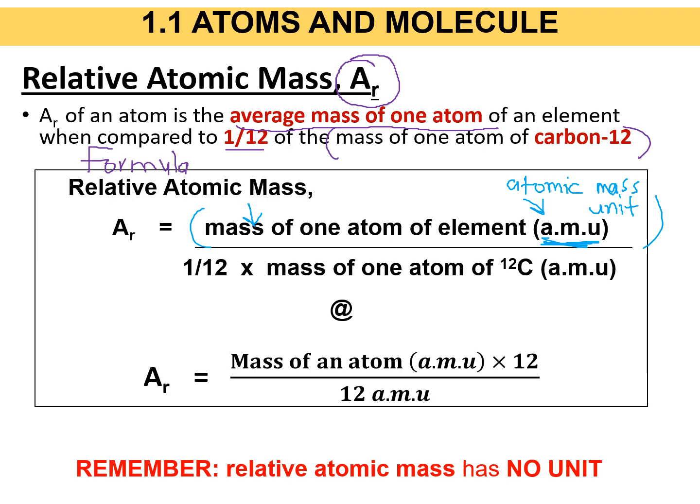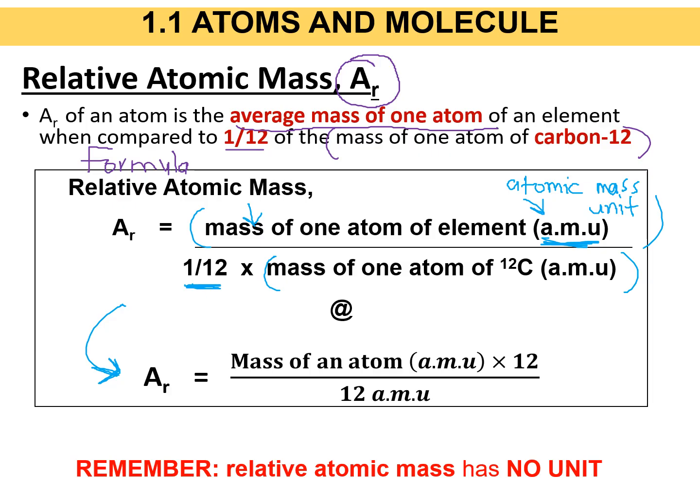And then it says when compared to 1/12. This 1/12 is fixed, we cannot change it. With the mass of one atom of carbon-12. The mass of one atom of carbon-12 also has to be in atomic mass unit. Okay, and in conclusion, this is the summary of the original formula.